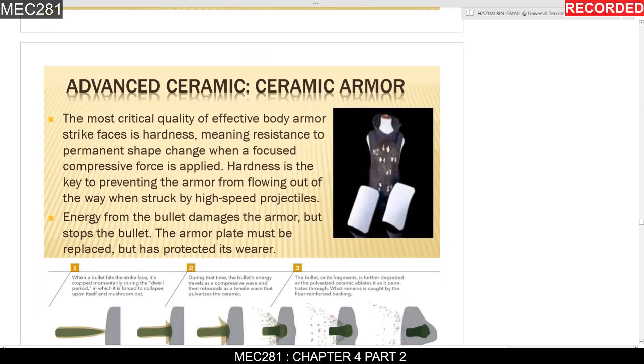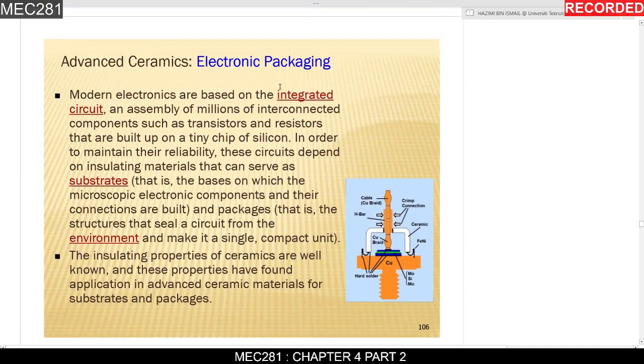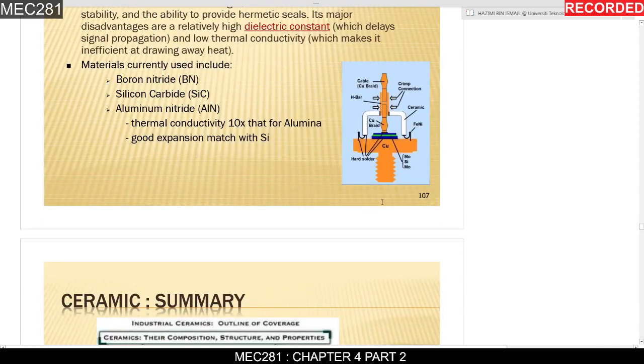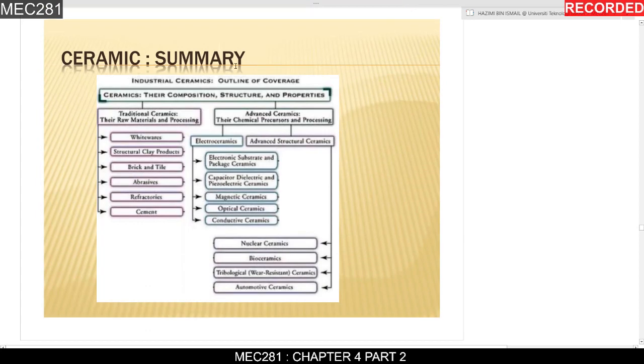And then for the electronics packaging and so on. So the summary is shown here. From the main topic of ceramics, we have two main divisions, one is the traditional and one is the advanced. The traditional ceramics here are white wares, clay, brick and tile, abrasive ceramics, refractory ceramics and cements. And for the advanced ceramics, the chemical processes and processing are more advanced in fabrication.